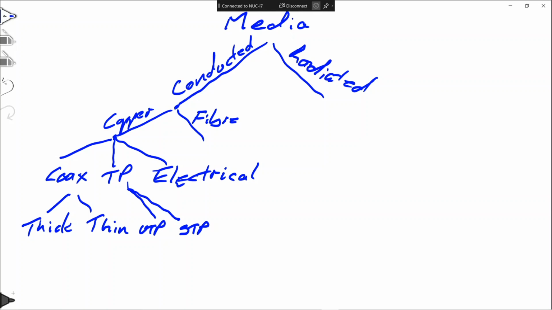In terms of fiber, we can also look at various types of fiber, but we're not going to split that up right now. In terms of our radiated media, one can make a broad distinction between media that is directed, in other words, it is radiated from one point to another point, and then media that is used to broadcast information, in other words, to send it out in all directions.